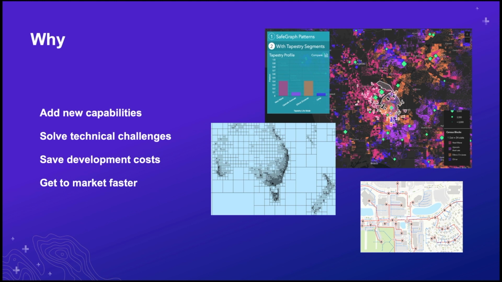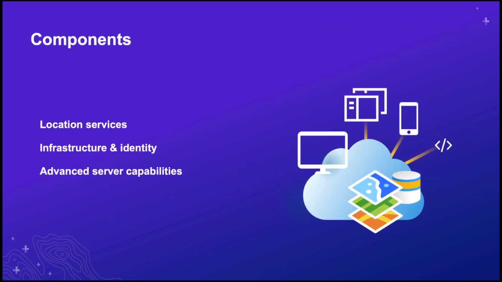Okay, so those are a couple reasons why. Let's now switch into the components of ArcGIS that you can embed. And we generally break this out into three buckets. The first is location services, the second is infrastructure and identity, and the third is advanced server capabilities. And we're going to talk about each of these in the ensuing slides and not just read off this little bulleted list.